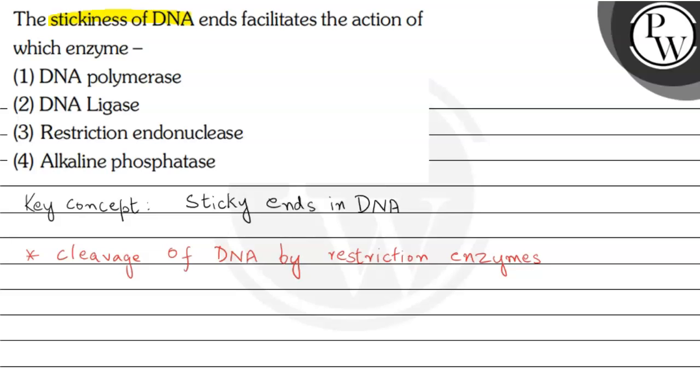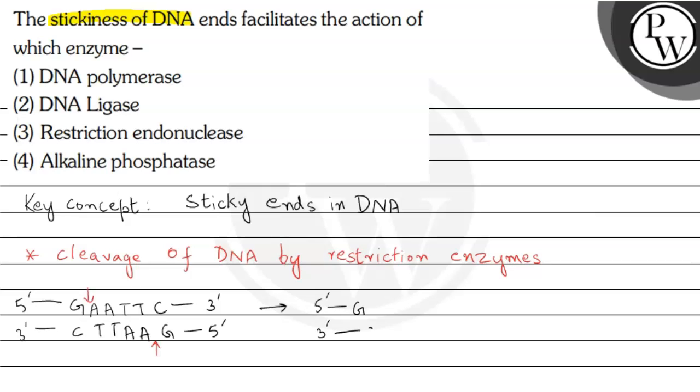So for example, let's consider the recognition sequence for the enzyme EcoRI, which is also a restriction endonuclease. So if this is the recognition site for EcoRI, then the cleavage of the DNA occurs at this position and at this position. So therefore, we will get two fragments of DNA as follows.